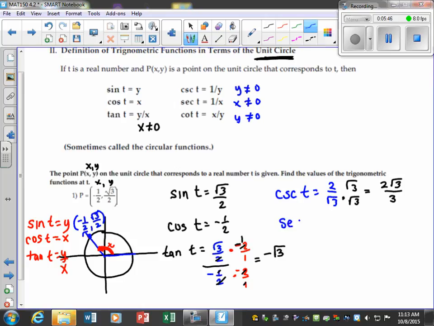So let's do secant of t. What's the reciprocal of this one? Negative 2 over 1, which is just negative 2. That one's an easy one. Let me box those off so we don't get them confused. Cotangent of t. What's the reciprocal of square root of 3? Negative square root of 3. Actually, don't forget that negative.